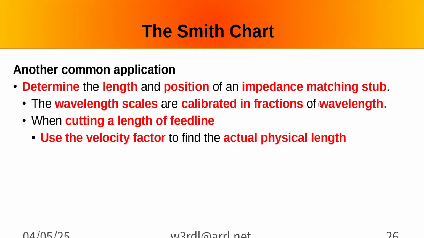One of the other applications is determining the length and position of a stub that we talked about. And on most charts, there's wavelength scales, which I mentioned, that go around the outside. So it's showing you the fractions of a wavelength as you travel along that outer reactance axis. From 0 to infinity is a quarter wave around. So it's a half a wave around the whole circle. Because remember, a sine wave repeats itself. It's just positive and negative.